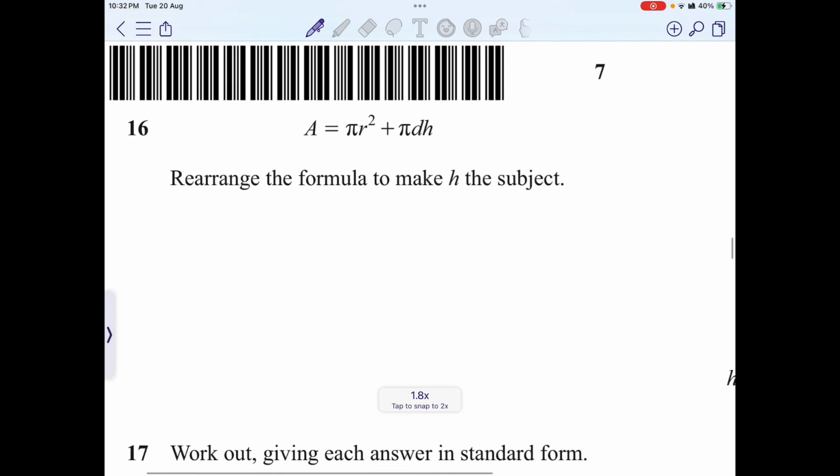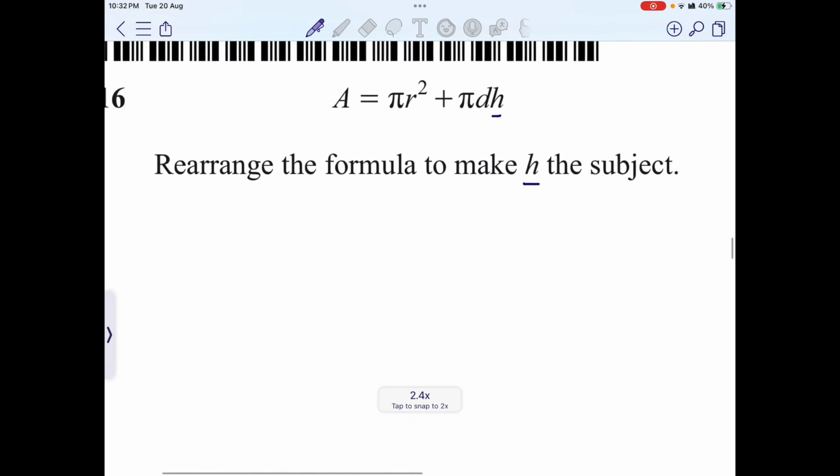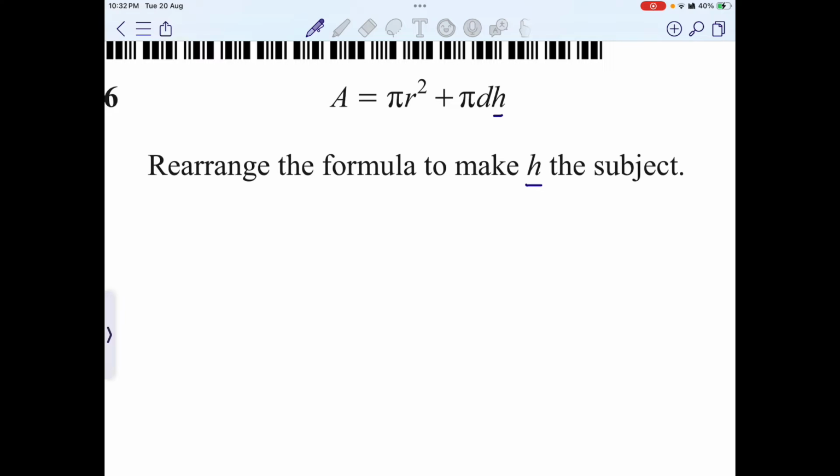The next question we have is for rearranging. Rearranging the formula to make h the subject. H, that means this term. Now whenever rearranging, first of all, leave the term that is pi dh on one side. So a minus pi r squared is equal to pi dh.